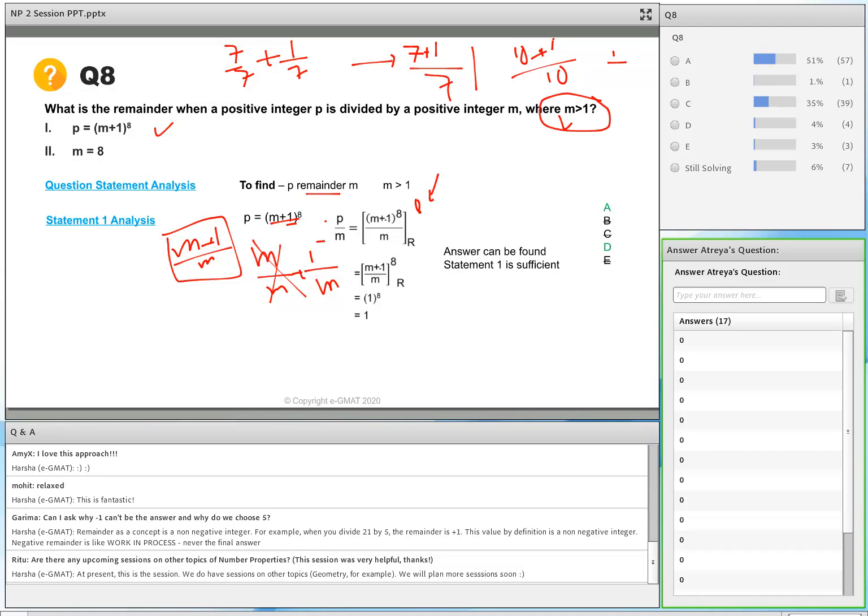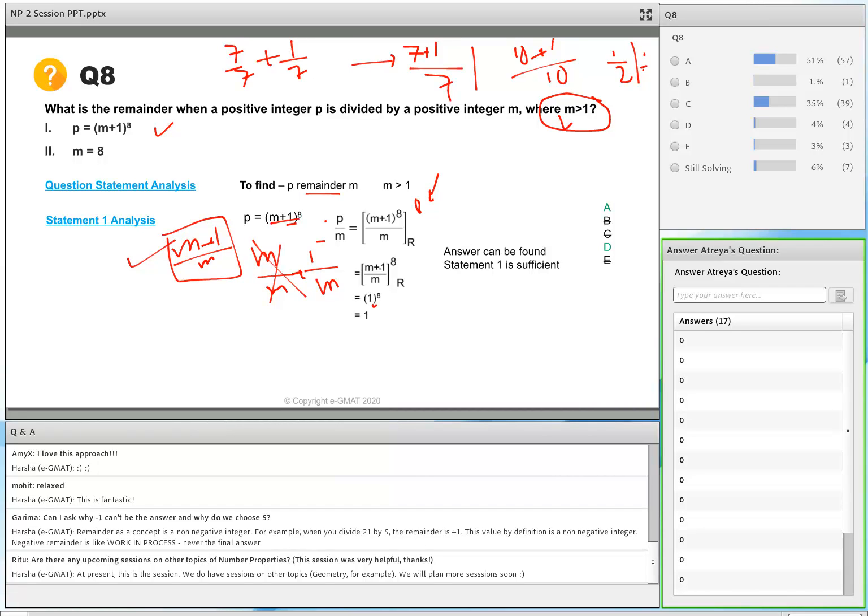So what is the remainder when 1 is divided by 2, or 1 is divided by 100, or 1 is divided by 1000? The remainder is always equal to 1. Whenever I divide 1 by a number that is greater than 1, the remainder is going to be equal to 1. So M plus 1, when I divide this entire expression by M, the final remainder is equal to 1.